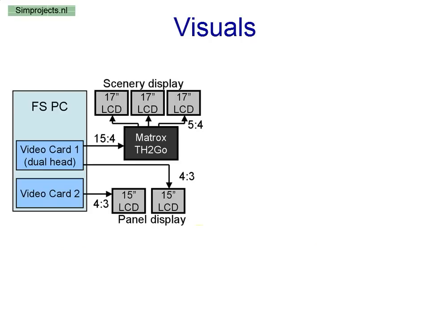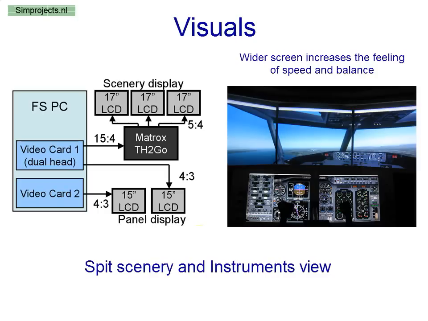In my cockpit, I have split the scenery and instrument panel by using two video cards in the PC, one wide resolution spread over 3 screens and 2 smaller screens for the instruments. The advantage of 2 instrument screens is that you can virtually create any aircraft panel, and your yoke shaft can pass right in the middle of the 2 LCD panels.